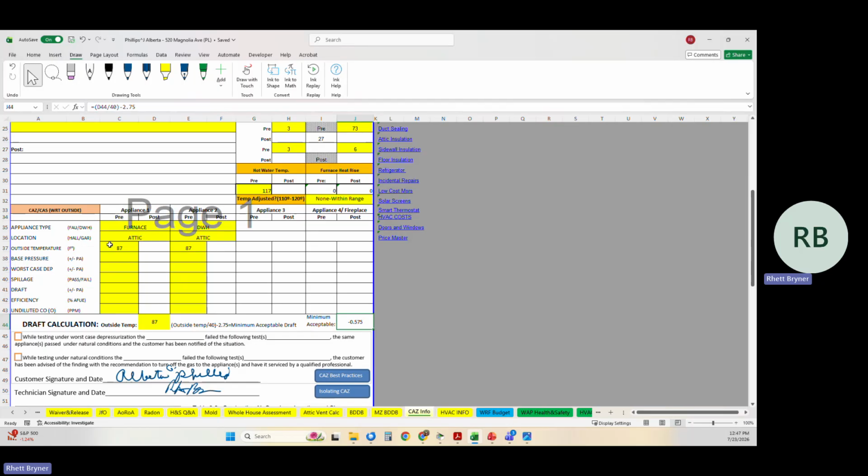All right. So when you fill in this ambient temperature, make sure you put it next to all the appliances and down here at the bottom for the draft calculation. So it gives you what your minimum acceptable range is.